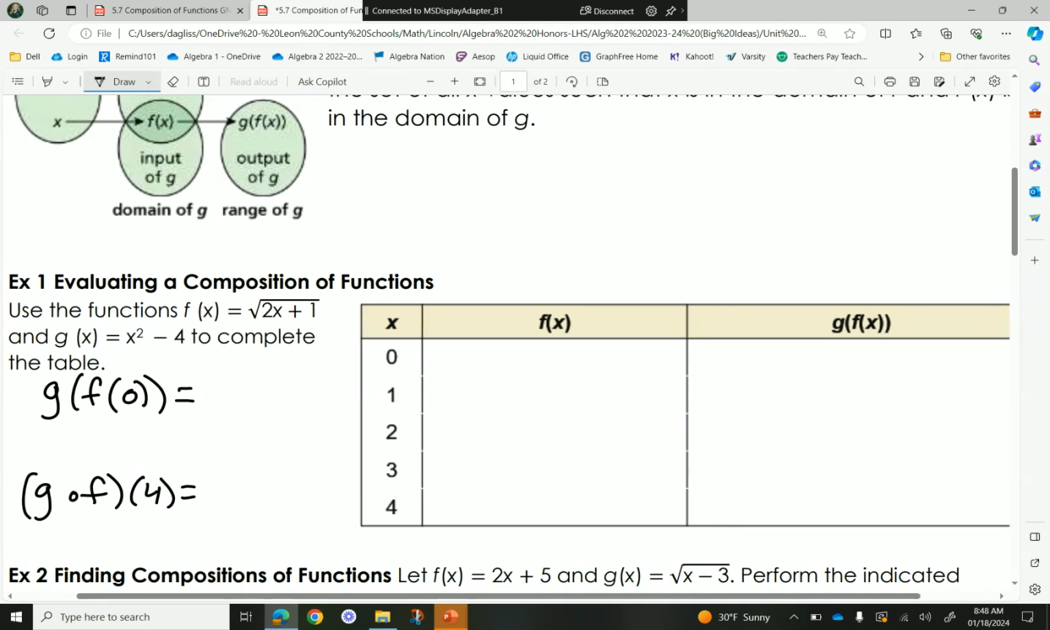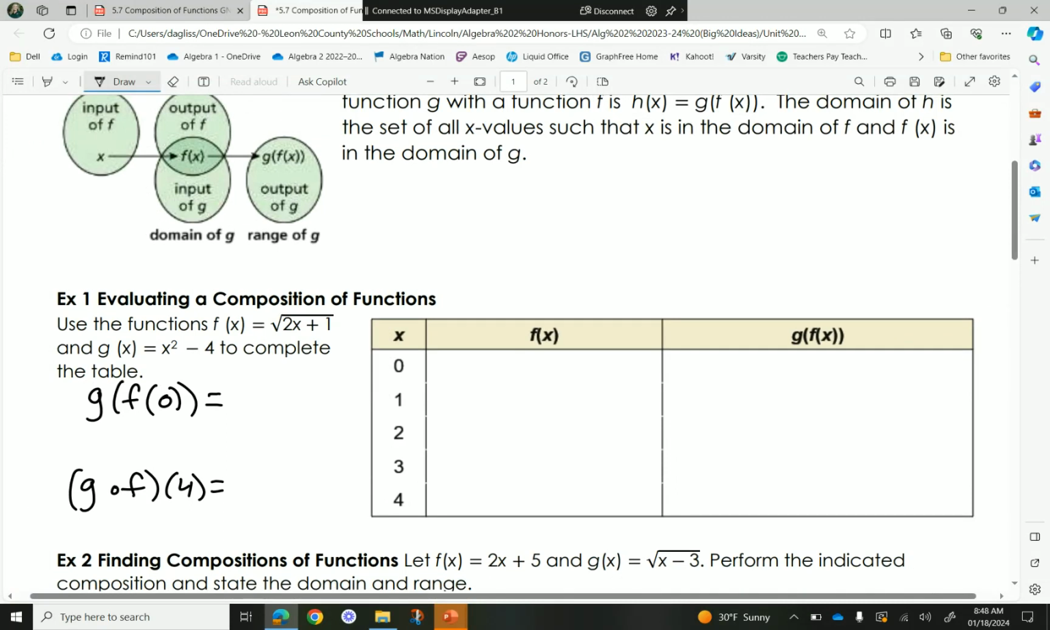So I'm going to do the table to help. We won't do a table every time, but I think the table gives a really good visual on what we're doing. Okay? So first we're taking our inputs, our domains of 0, 1, 2, 3, 4, and we're plugging them into f of x. F of x is the square root of 2x plus 1. You can do it by hand. You can do it by calculator. I don't care which one you do. I like making tables. So I'm going to go to my trusty dusty calculator. Go to y equals. I'm going to type in the square root of 2x plus 1, and I'm going to go to my table.